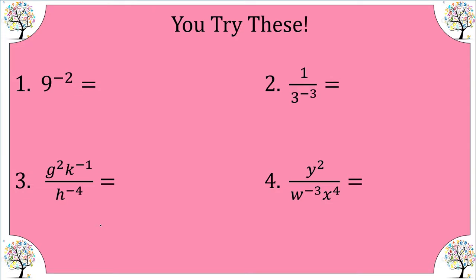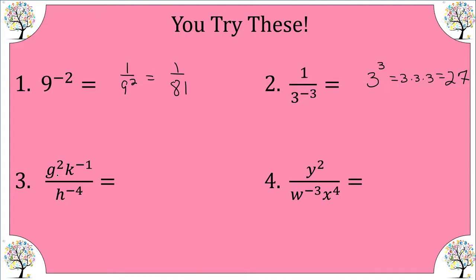Okay, pause the video, and then when we come back, we will work these out together. Okay, 9 to the negative 2 is 1 over 9 squared, which gives us 1 over 81. Number 2, we're going to reciprocate the factor of 3 to the negative third to the top. We have 3 to the third, and this gives us 3 times 3 times 3, which is 27. Remember, we're not using calculators.